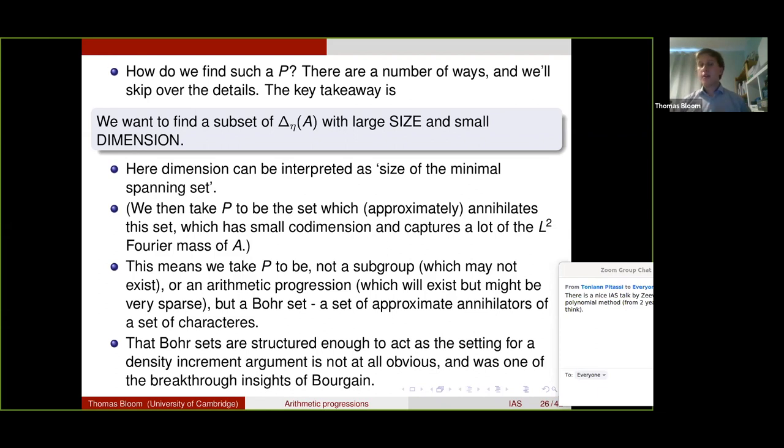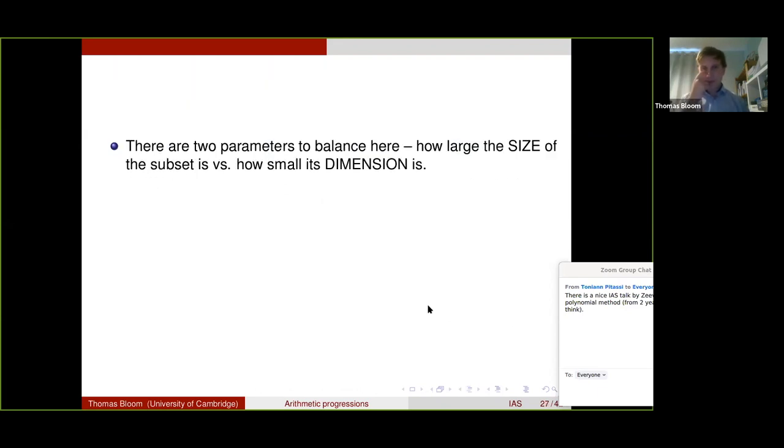So the idea is P is going to be this Bohr set, which is a set of approximate annihilators. And we want this to be not too small. But the main takeaway from this slide is that we want to find a subset of this eta level spectrum with large size and small dimension. So there are two parameters to balance here: how large the size is and how small the dimension is. And of course, they're in conflict, right? If I take a bigger set, then that's good for the size, but possibly I'm picking up more in the dimension.